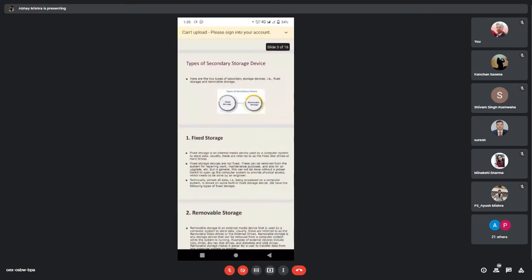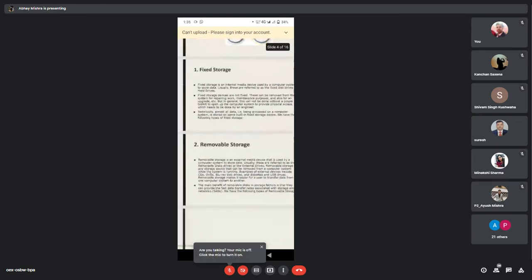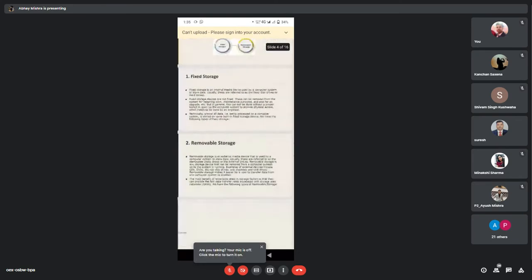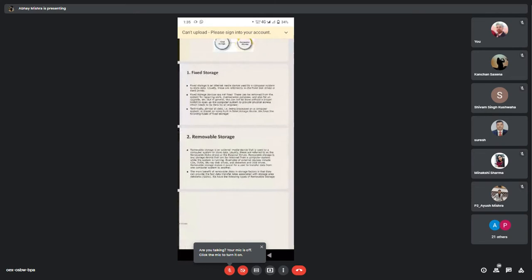Now I'm just talking about the types of secondary storage devices. There are two types of secondary storage devices: fixed storage and removable storage. Now we are going to talk about fixed storage. Fixed storage is an internal device used by a computer system to store data. Usually, these are referred to as the fixed disk drive or hard disk.